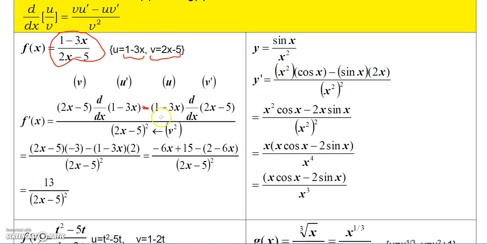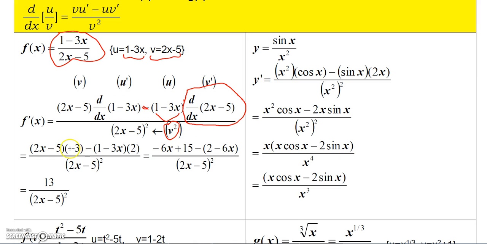So it's minus u, which is 1 minus 3x from the numerator, and then times the derivative of the v term, which is 2x minus 5. And then on the bottom, I have 2x minus 5 quantity squared. Now this notation here doesn't actually go in the problem. I'm just showing you that that is v squared. Okay? So I have v times u prime minus u times v prime.